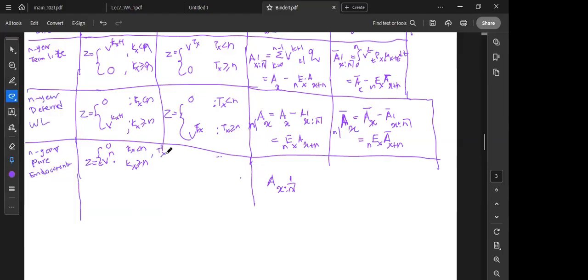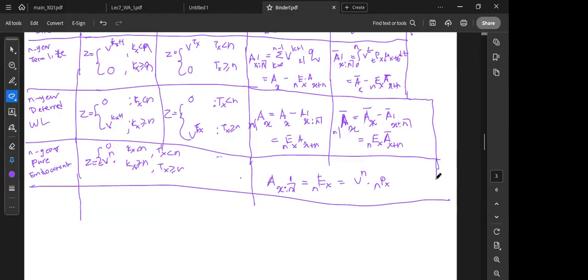For Kx less than n, or Kx equal to n, it's valid for both cases. And this is valid for both cases, which is denoted again using this notation, or discounted back from n years. We have to survive for n years. So all these three terms have the same mean.